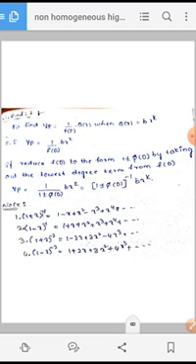Then it can be written as 1/(1 ± φ(D)) b x^k, that is equal to (1 ± φ(D))^(-1) b x^k.